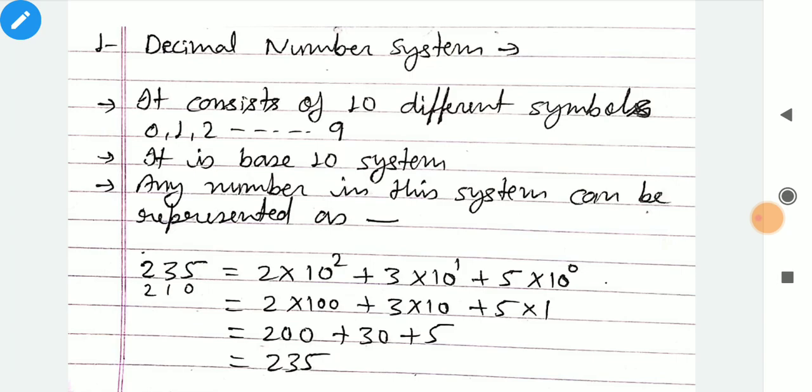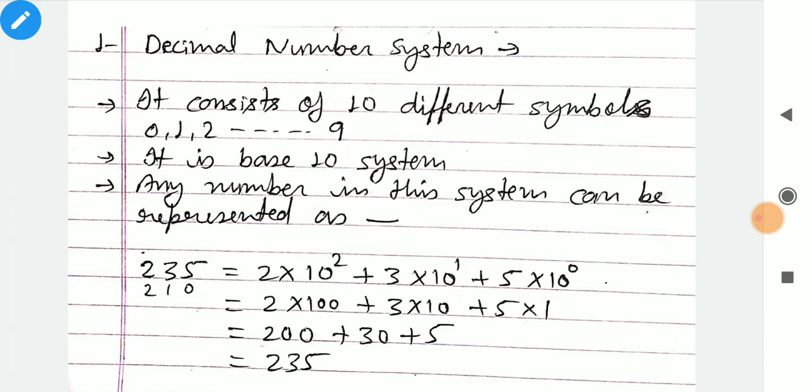Any number in this system can be represented as, like you can see on the screen, let us take a number 235. You can write this number as 2 into 10 to the power 2 plus 3 into 10 to the power 1 and 5 into 10 to the power 0. Here you can see 2, 3 and 5. These are the face values of the digits in this number 235. 2 is at the position hundreds, 3 is at the position tens, and 5 is at the position ones.